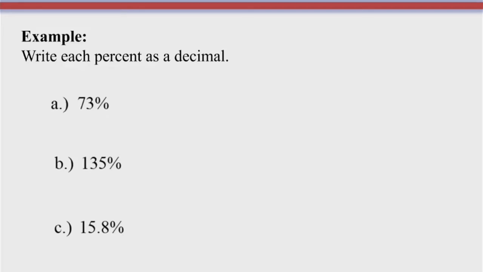So if we wanted to write each of these percents as decimals, in the first one, there is an understood decimal point right here, as is after all whole numbers, and all we need to do is move the decimal 2 places to the left. So we get 0.73. In 135%, we get 1.35, and in 15.8%, we get 0.158.